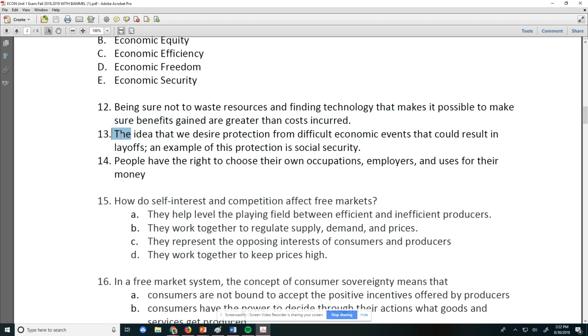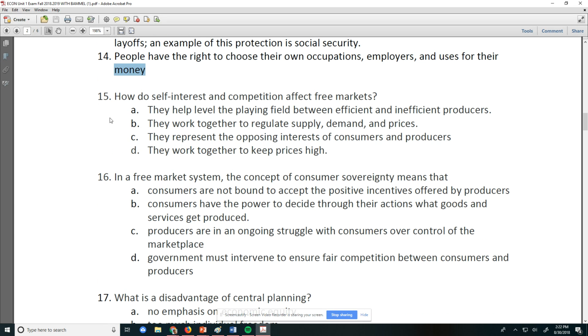13, the idea that we desire protection from difficult economic events that could result in layoffs is an example of this. A protection is Social Security. 14, people have the right to choose their own occupations, employers, and uses for their money.